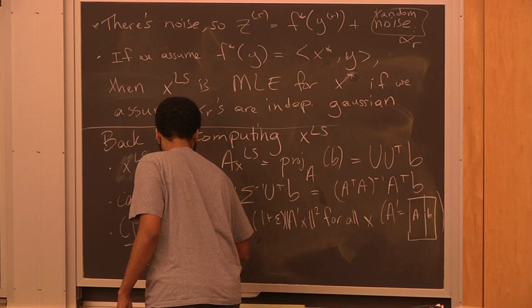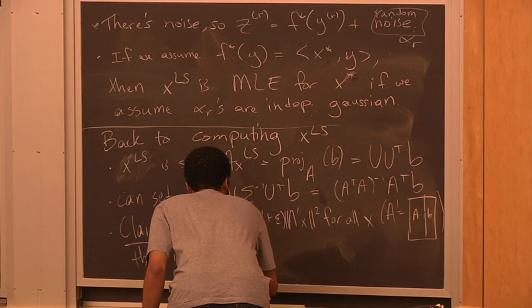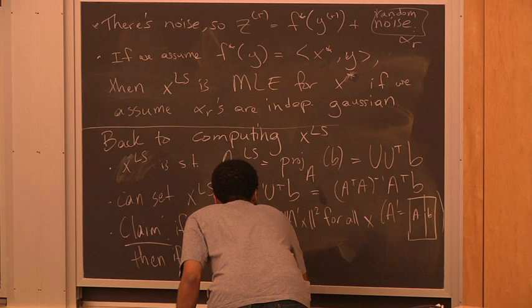If x tilde ls is equal to the argmin over, let's call it x prime, of the norm of A x prime minus b, and then there's like a minus 1 here.